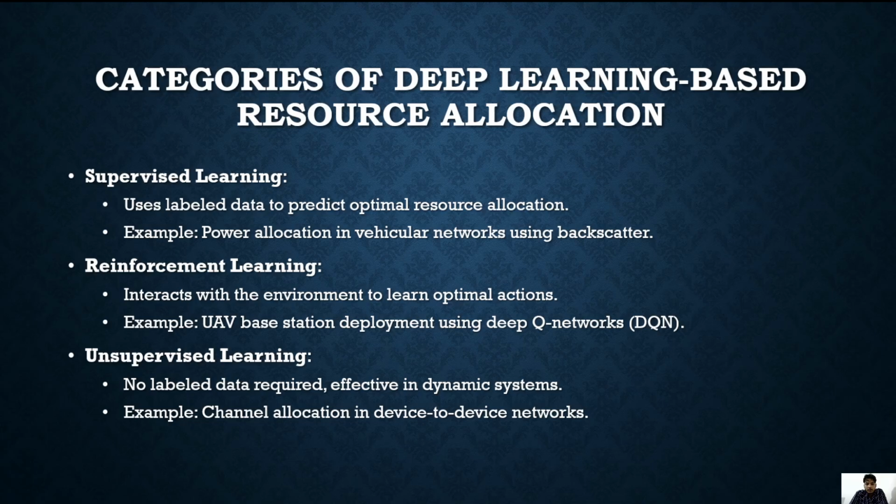Reinforcement learning interacts with the environment to learn optimal actions. Example, UAV base station deployment using deep Q networks, DQN. Unsupervised learning, no labeled data required, effective in dynamic systems. Example, channel allocation in device to device networks.